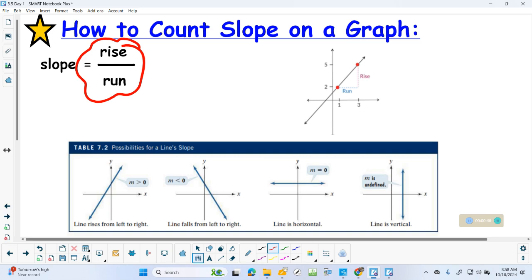Now, just to kind of give you an idea, why do we like slope? Slope is important because it really tells you 2 things. The direction of the line and kind of how steep the line is. So, of course, if your slope's positive, the line should always be rising left to right.